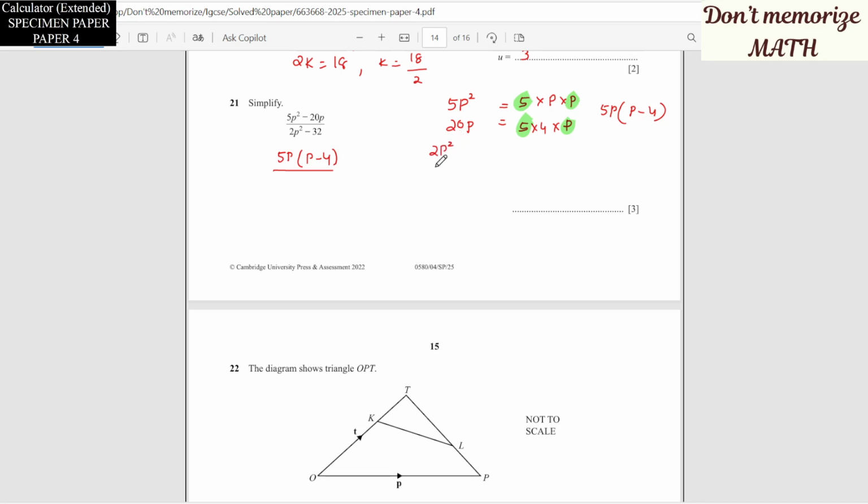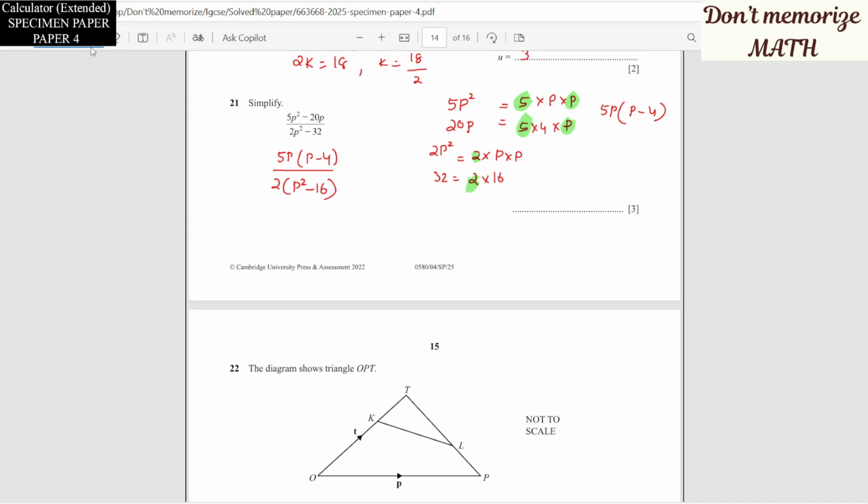Over the denominator, 2p square and 32. We don't have p in the number 2, so no need to split the p. If you are splitting also, no problem. For 32, the only number is 2, so just write 2 times 16. Other than that, we don't get anything common, so only 2 is common. So you can write 2 in bracket p square minus 16. We didn't cancel anything, we just factorized the numerator and denominator. It is for 3 marks.